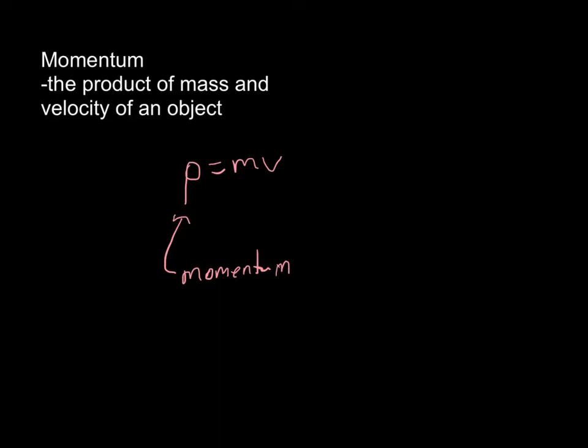Capital M is an abbreviation for mega in the SI system. So we needed something different, so we went to the old Latin term for momentum, which started with a P, so that's what we use for it. M is, of course, mass, V is velocity. So momentum equals mass times velocity.